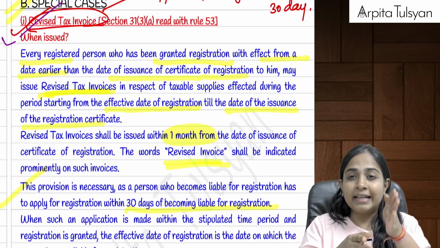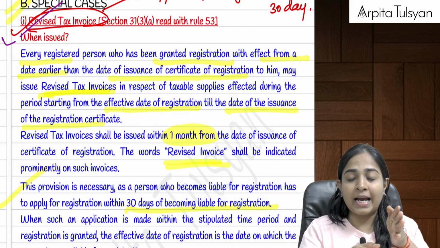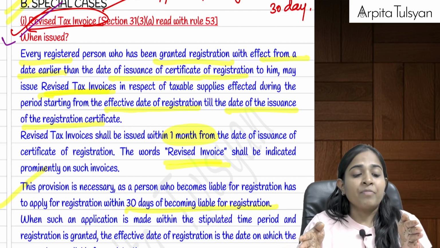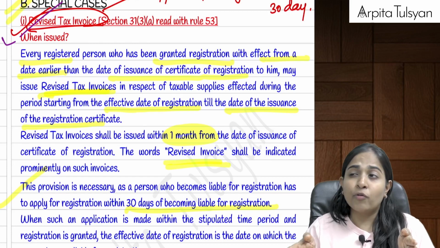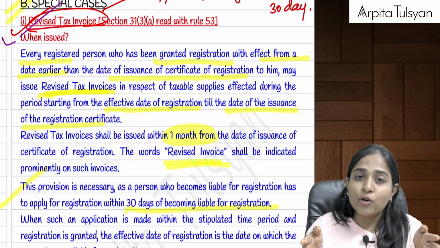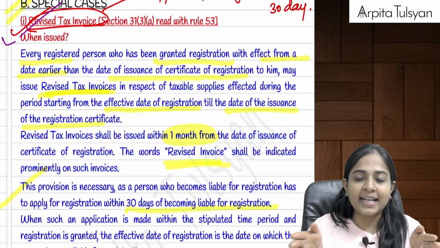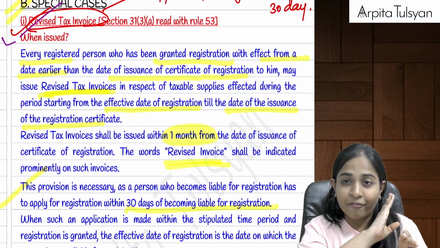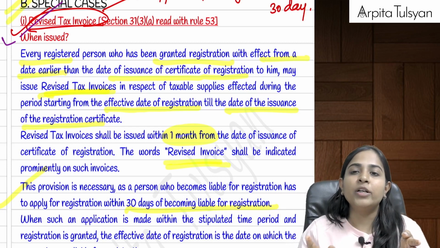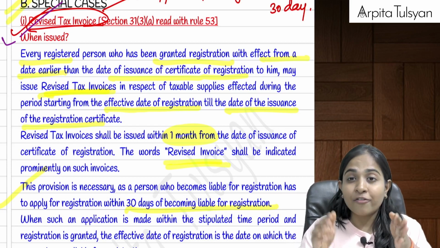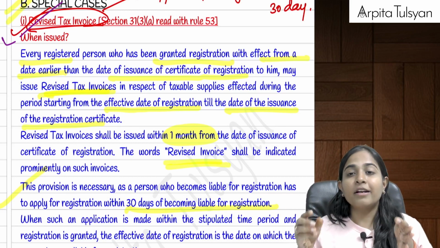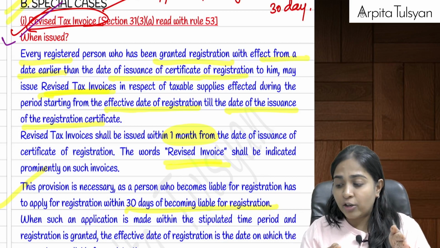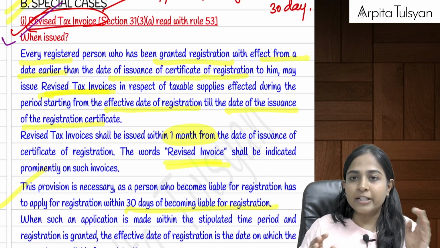So can we say that from the day you became liable for registration till the day you are granted the registration certificate, during those days you would have already issued some invoices and did not charge any tax on them because till that time you were unregistered. But now your registration is being made applicable with retrospective effect, so you can issue revised tax invoices. For which period? Revised tax invoices can be issued from the effective date of registration till the date of grant of registration.